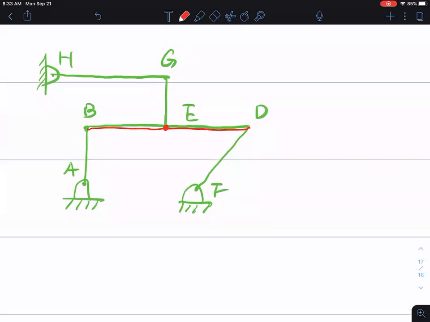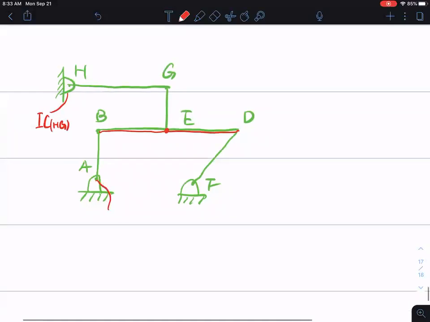Okay, I can help you a little bit. I can tell you a couple of instant centers. This is the instant center for HG, and this is the instant center for AB, and this is the instant center for FD. That should be very helpful.